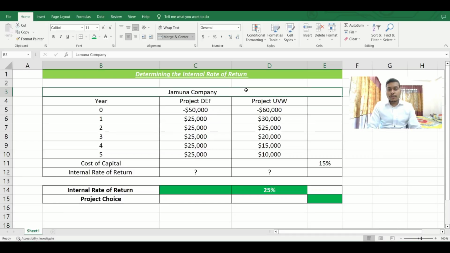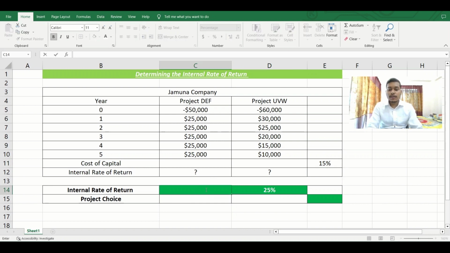Here, Jamuna company has two projects, Project DEF and Project UVW. Here, the initial investment or the cash outflow of Project DEF is $15,000 and Project UVW is $16,000 from year 1 to year 5. These are the cash inflows of Project DEF and these are the cash inflows of Project UVW. Cost of capital is given 15%. We have to compute internal rate of return for both projects.